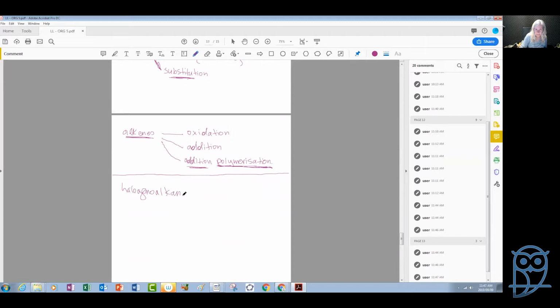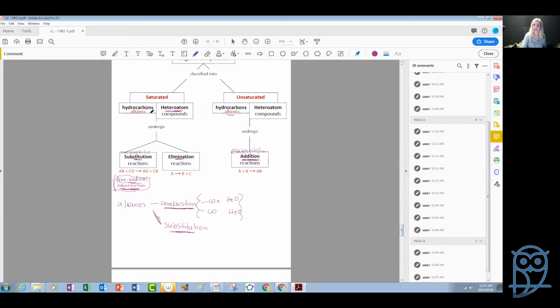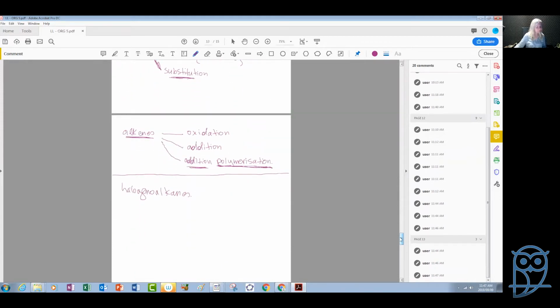And being part of these saturated organic compounds, as we can see, they can undergo both substitution reactions and elimination reactions, apart from other reactions whose mechanism we do not need to know. So substitution and elimination. In fact, we just spoke about the elimination reactions of halogen alkanes now.